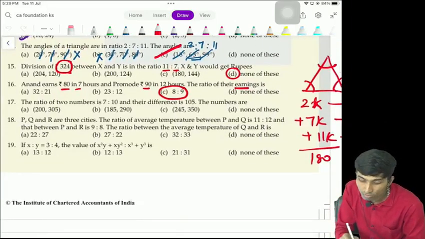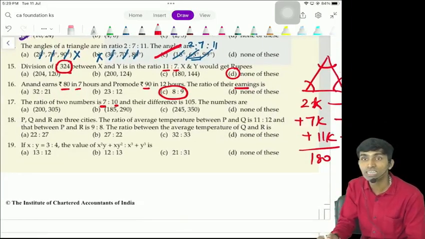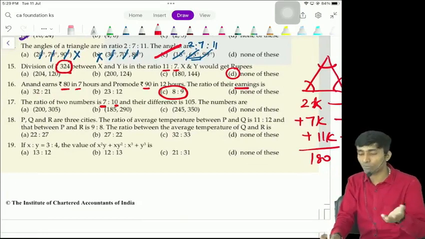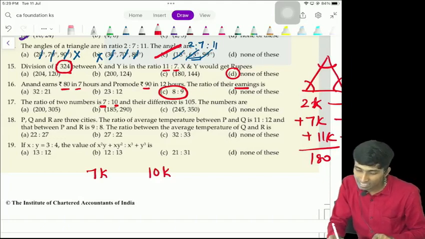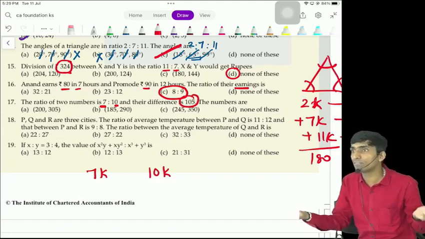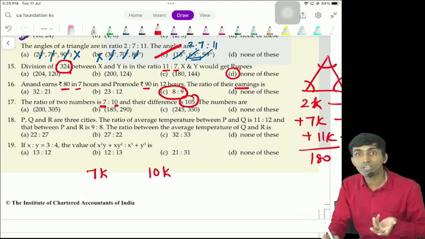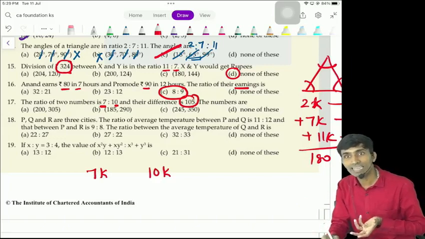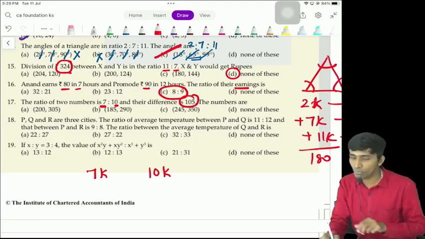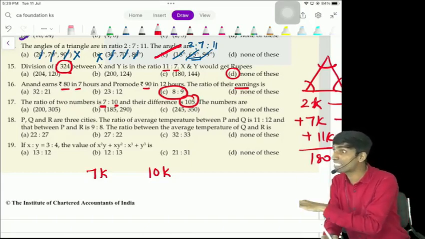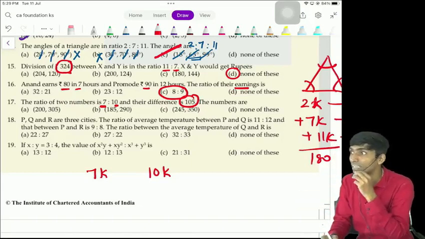The ratio of the two numbers is 7 is to 10. That means my numbers are what? 7k, 10k. The difference is 105. Can you find the difference? Yes. Are you understanding? So my numbers are, when I multiply with k, I will get the numbers. How will I get the difference? Should I do 7k minus 10k or 10k minus 7k?